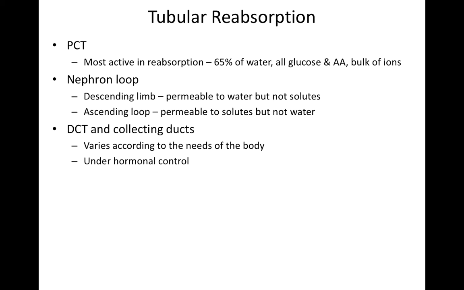When we get to the distal convoluted tubule, and to some degree, but more the collecting ducts, here's where we begin to vary the amount that we're going to reabsorb based on the needs of the body. This is under hormonal control. So we have several hormones that target the DCT and the collecting duct. Again, collecting duct more so than the DCT, but a little bit in the DCT, that are going to drive specific processes when we have certain things going on in the body.